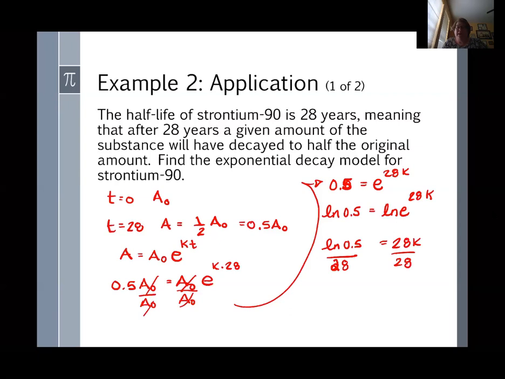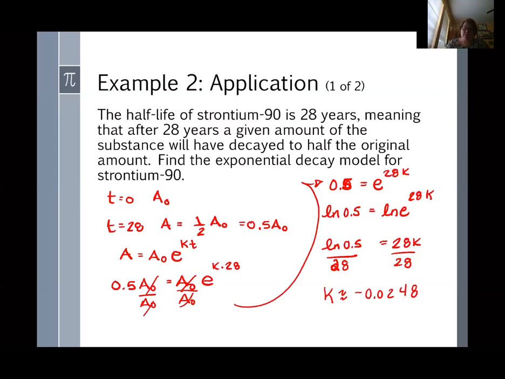And so I'm going to take my calculator out, find the natural log of 1/2, and divide that by the number 28, and I get k is approximately negative 0.0248. And I'm not surprised that this is a negative number. It should be negative because we're talking about exponential decay. As time goes on, the amount of this material, strontium-90, is decreasing. So this is exponential decay.